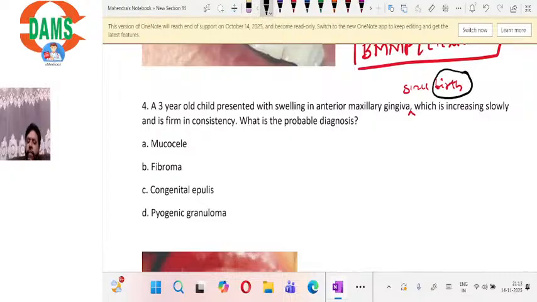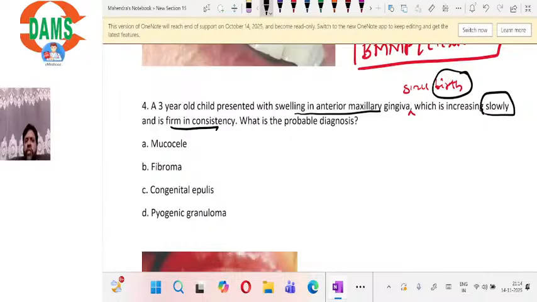That means congenital. And the child is having swelling in anterior maxilla which is slowly increasing. Remember, it is slowly increasing, not rapidly, and firm in consistency. How will I rule out mucocele? Mucocele is usually not congenital, and mucocele is not firm, it is soft. Fibroma is usually not congenital, and anterior maxilla is not the most common site.